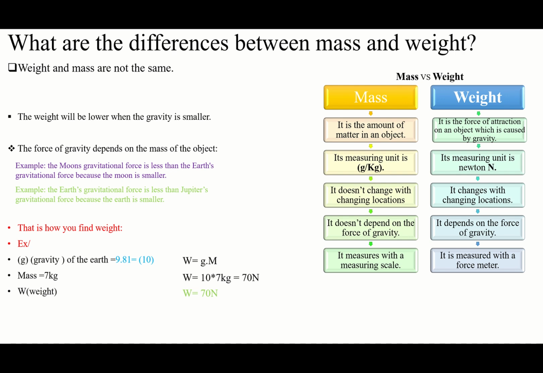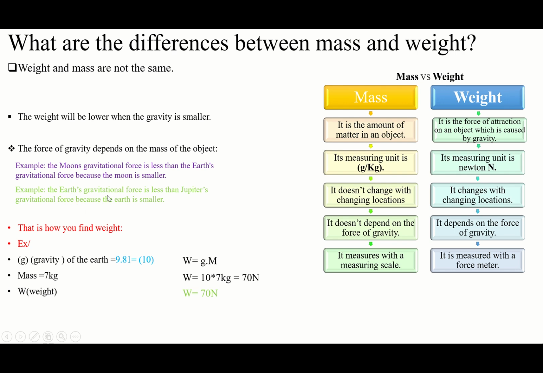But how? Look here, there are some examples. The Moon's gravitational force is less than the Earth's gravitational force. Why? Because the Moon is smaller. That's why the force is less. You see? The Moon's gravitational force is less. Why? Because the Moon is smaller.